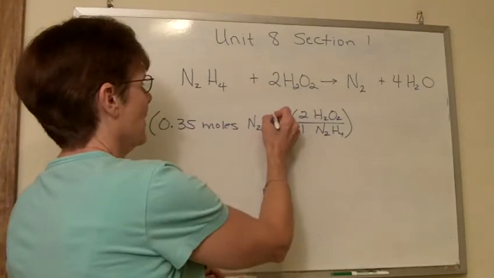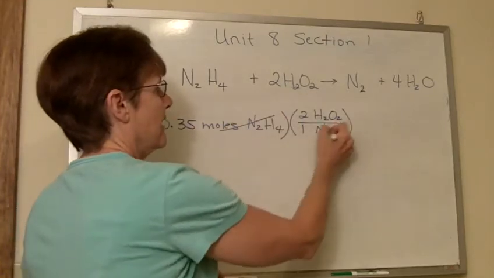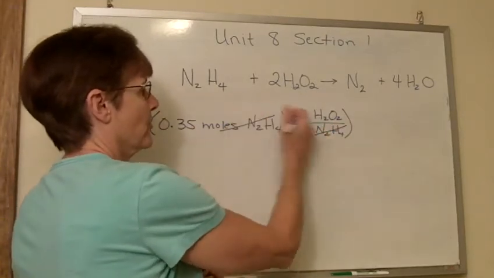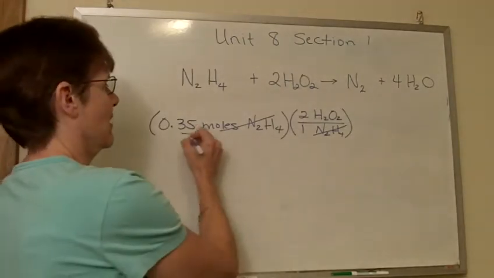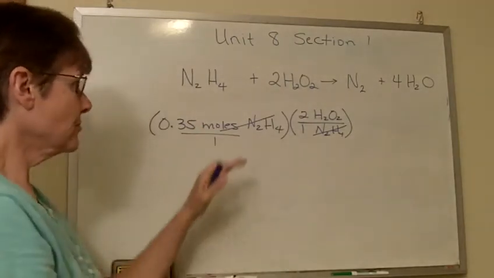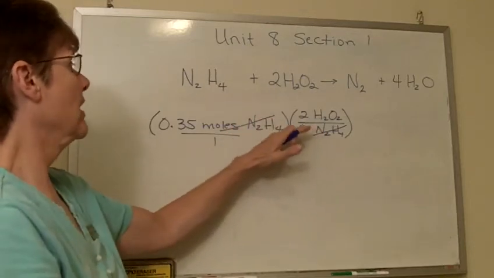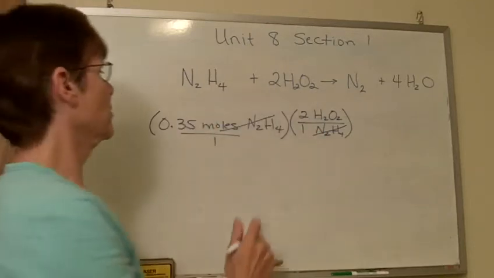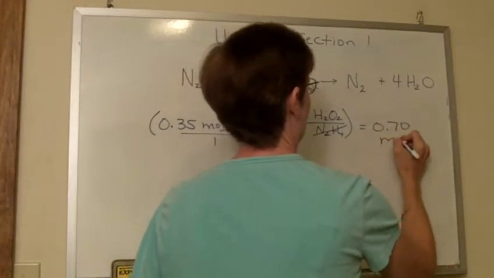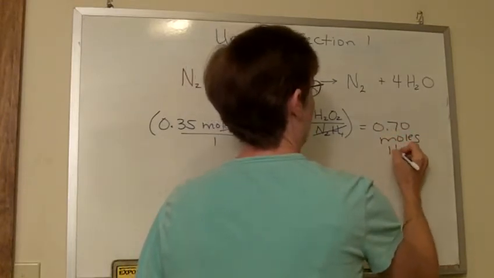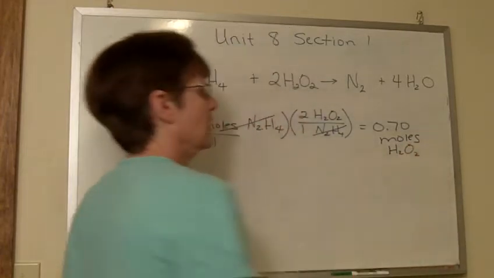So moles of N2H4 are going to cancel, top of the fraction, bottom of the fraction. I know I didn't write this as a fraction, but if you wanted to see it that way, you could just put it over 1. So these are going to cancel out, and we're going to end up multiplying this by 2, so that's going to be 0.70. And that will be moles of H2O2.